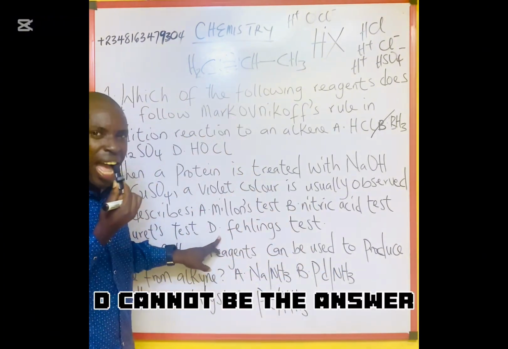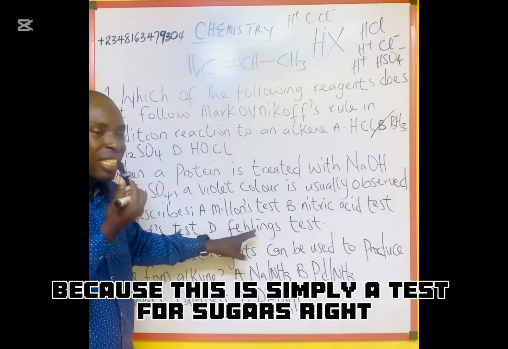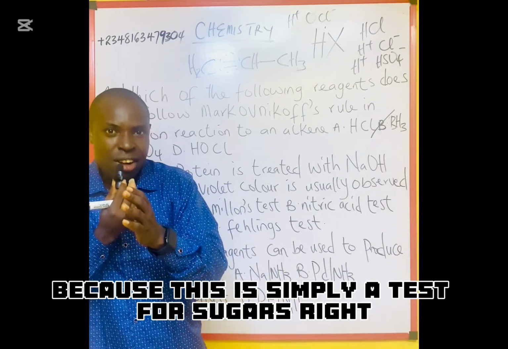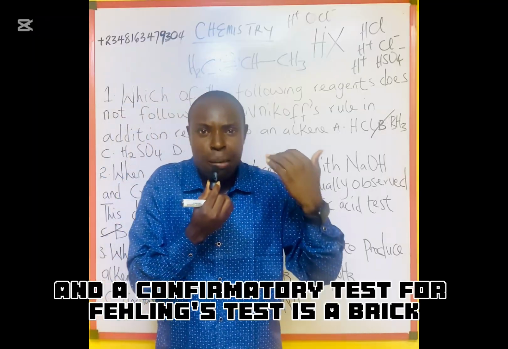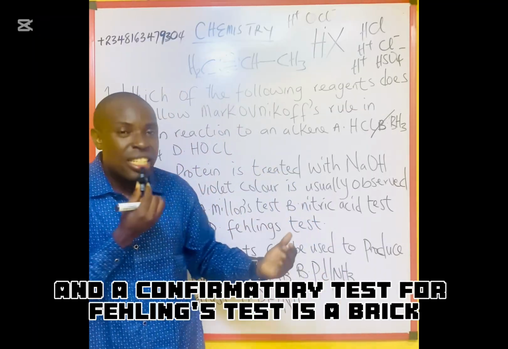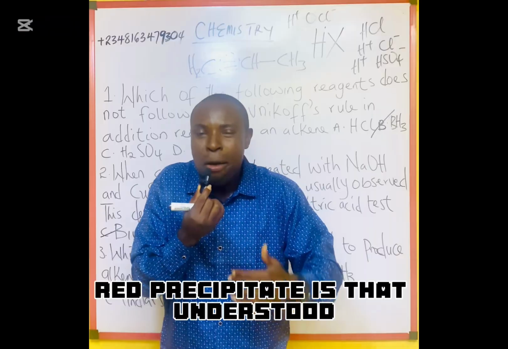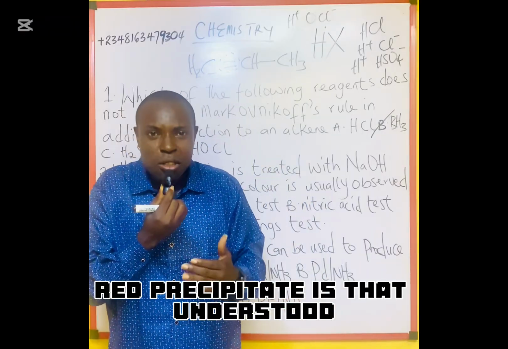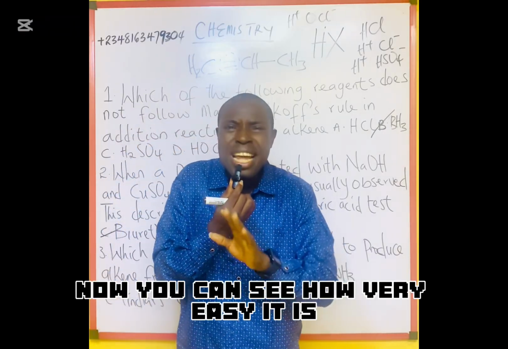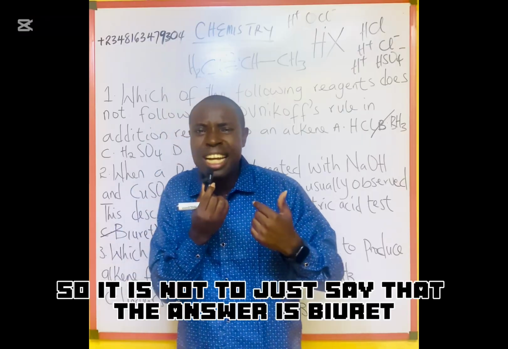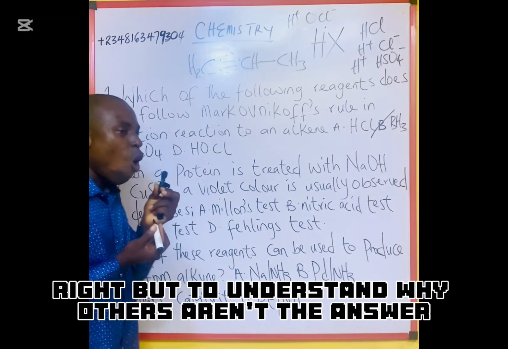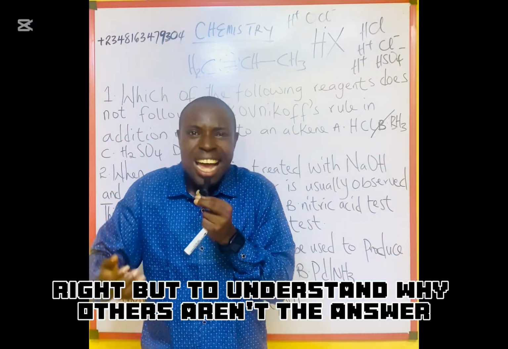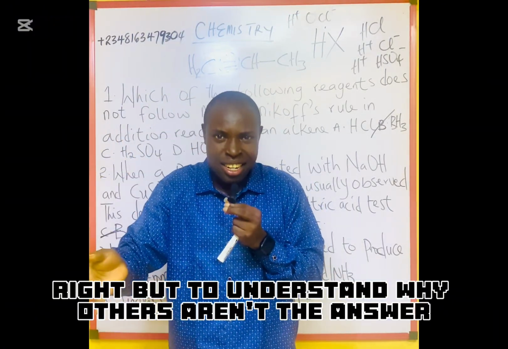D cannot be the answer because this is simply a test for sugars, precisely reducing sugar. And a confirmatory test for Fehling's test is a brick red precipitate. Is that understood now? You can see how very easy it is. So it is not just to say that the answer is Biuret, but to understand why the others aren't the answer.